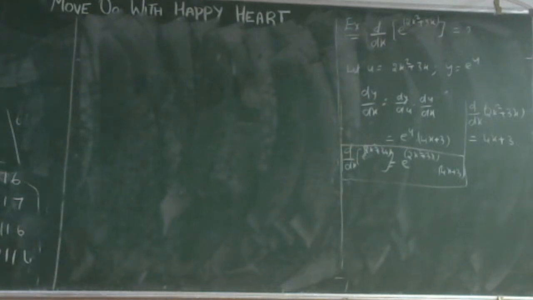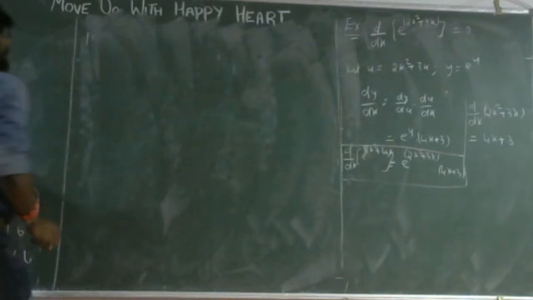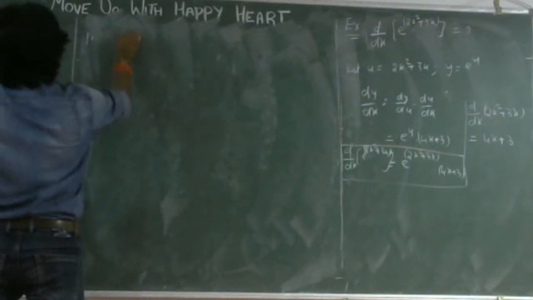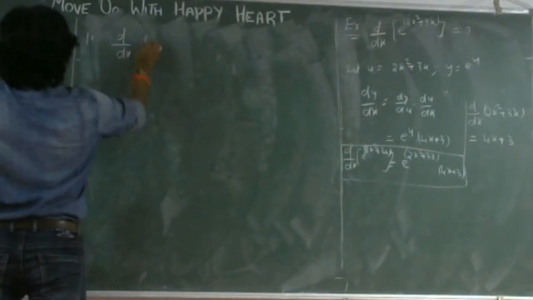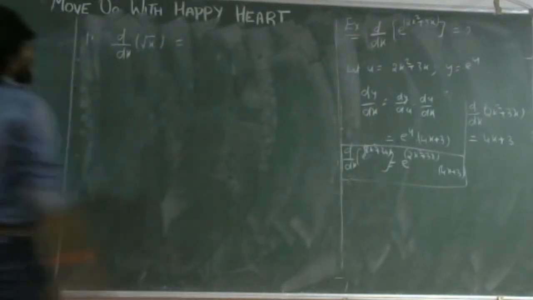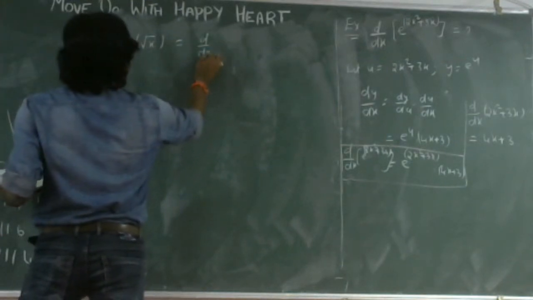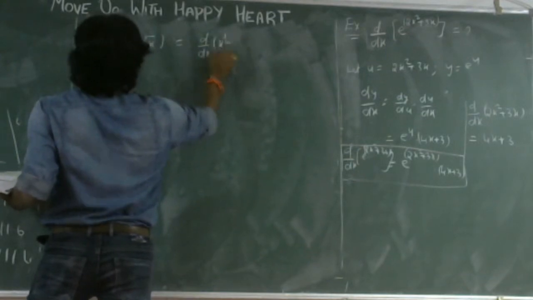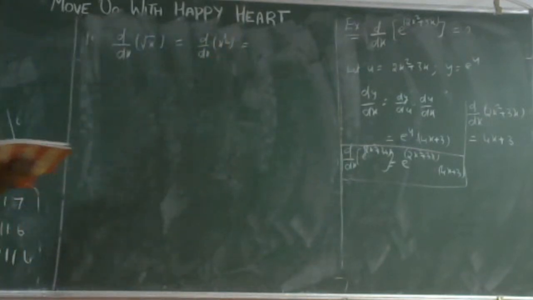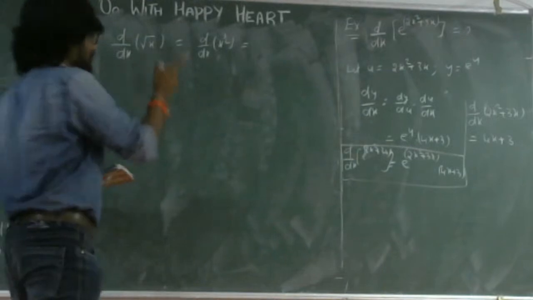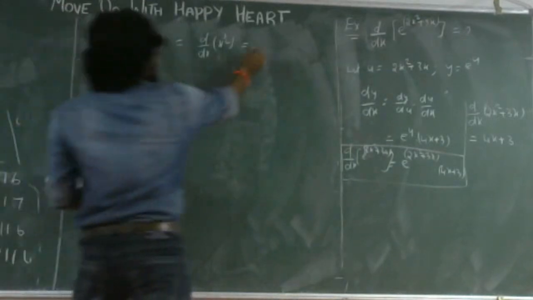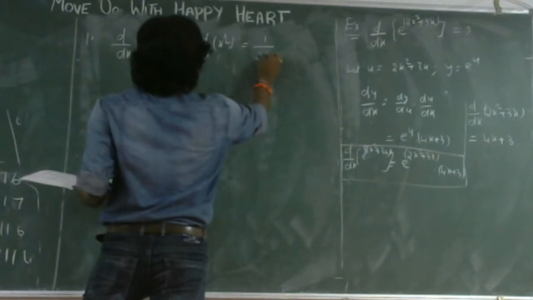So d by dx of, write down, we can do it directly and quickly. d by dx of root x is equal to what? First we have to write x. Root x means x power half. You have to apply the power rule. So it is equal to d by dx of x power 1 by 2. I have to use the x power n formula: n into x power n minus 1. So 1 by 2 into x power 1 by 2 minus 1, which is minus 1 by 2, that is 1 by root x. So we will get 1 by 2 root x.